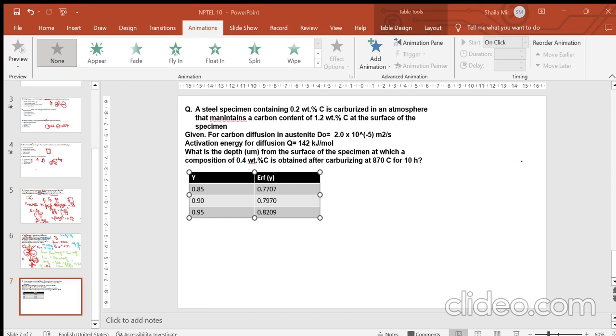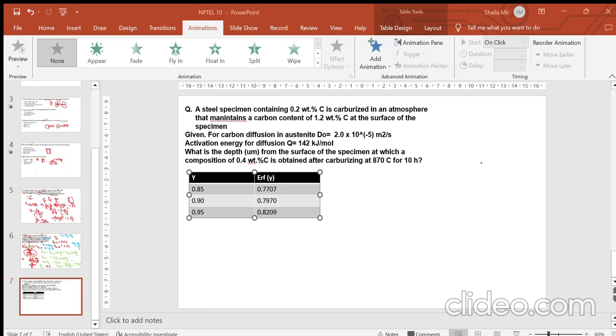Say 1.2, there will be 1.1 carbon, there will be 1.0 carbon, and then you have to see at what point you are having a concentration of 0.4. As you are moving in the depth of the material, there will be a difference in the concentration gradient, and you just have to calculate where exactly this 0.4 percentage of carbon is present inside the material.